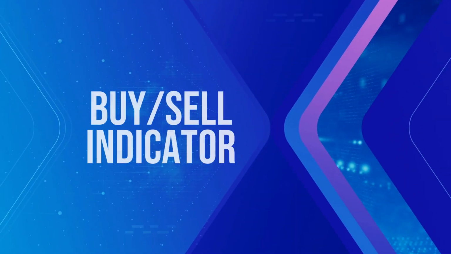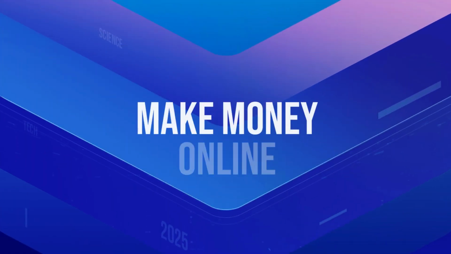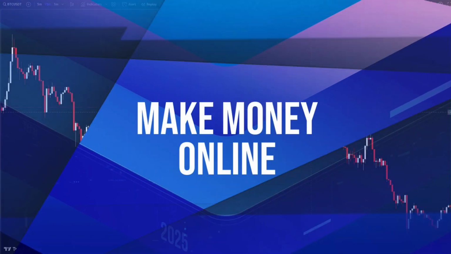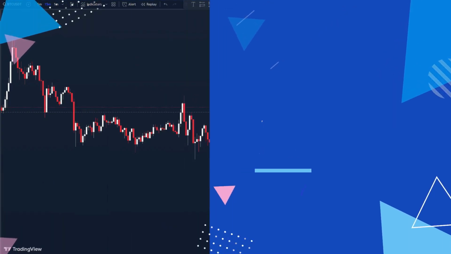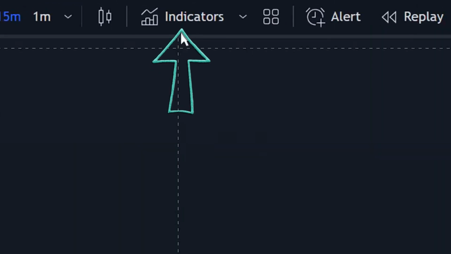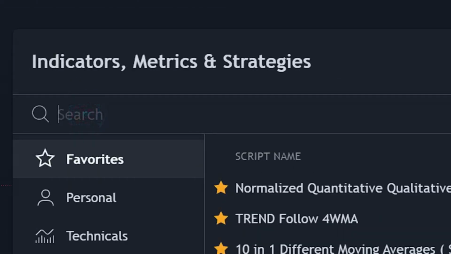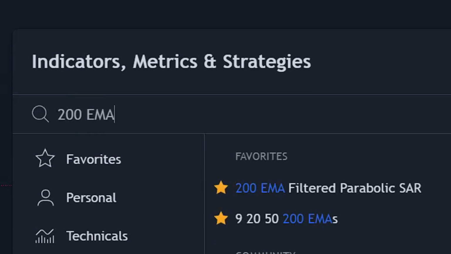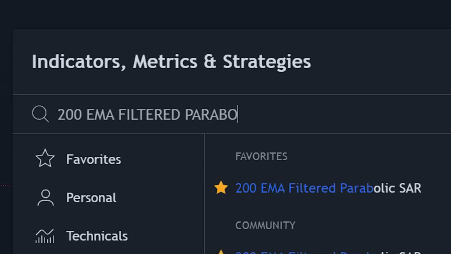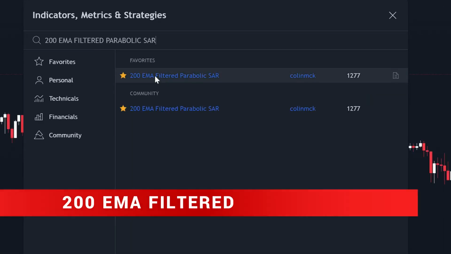Now, to get a simple yet powerful buy-sell indicator strategy, even for beginner traders to make money trading online, let's add our best money-making indicator, which is not only easy but also simple to use on any chart. You can do this by heading to the indicator section at the top of the TradingView platform, clicking on it, and then typing 200 EMA filtered parabolic SAR in the search bar. Once you've found it, click on it and add it to your chart.